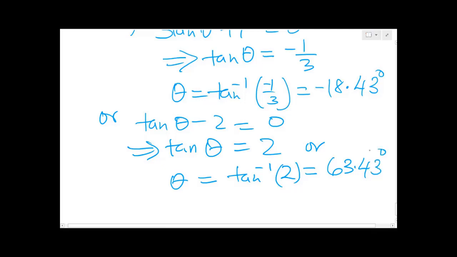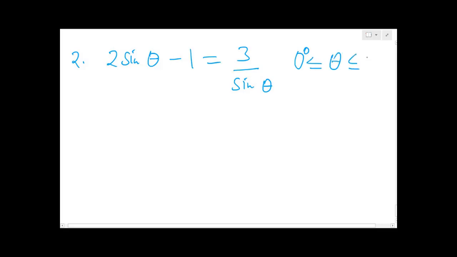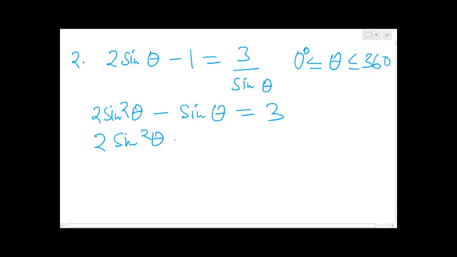Our second question under this category is 2 sin theta minus 1 is equals to 3 over sin theta, with the values of theta lying between 0 and 360. The first thing we are going to do is multiply through by sin theta to remove the denominator, where we are going to have 2 sin squared theta minus sin theta is equals to 3, which can be rearranged as 2 sin squared theta minus sin theta minus 3 is equals to 0.